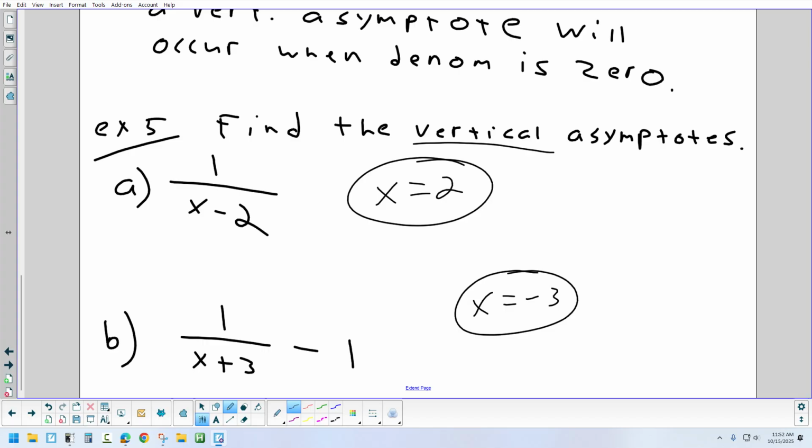This shifts the function down 1. We're going to talk about that next. But shifting up and down will never affect a vertical asymptote. Only shifting left and right would. This +3 is what's shifting left and right.